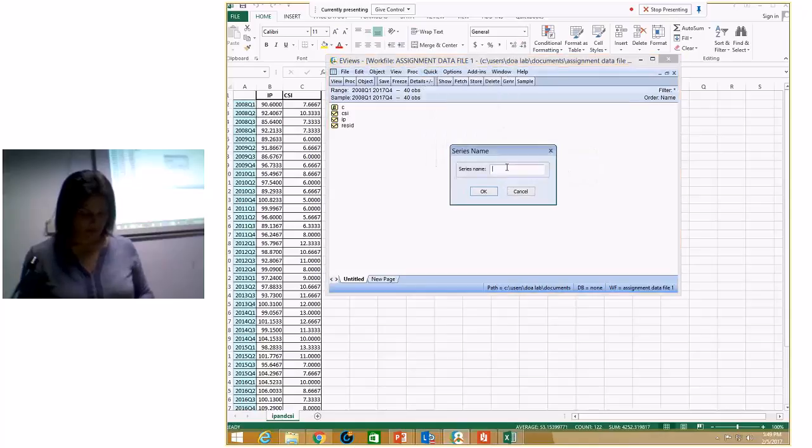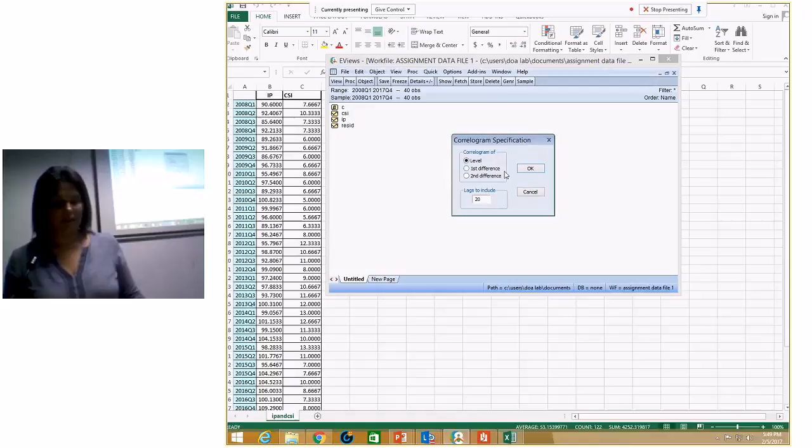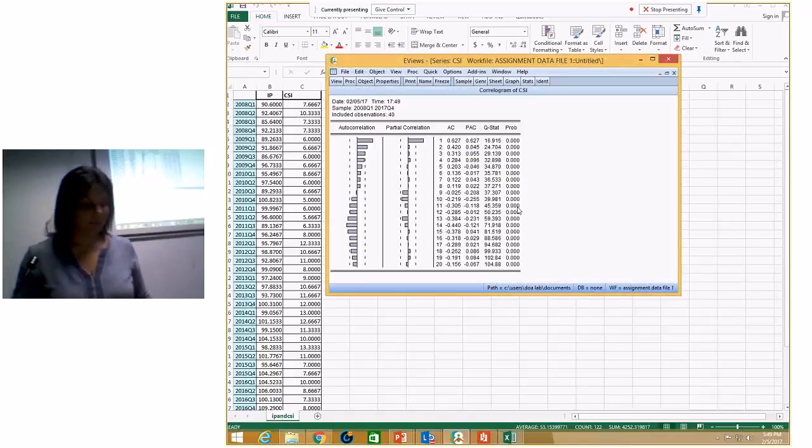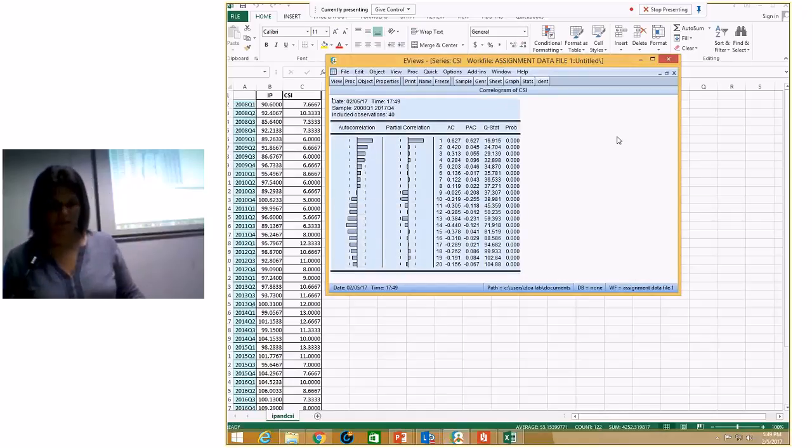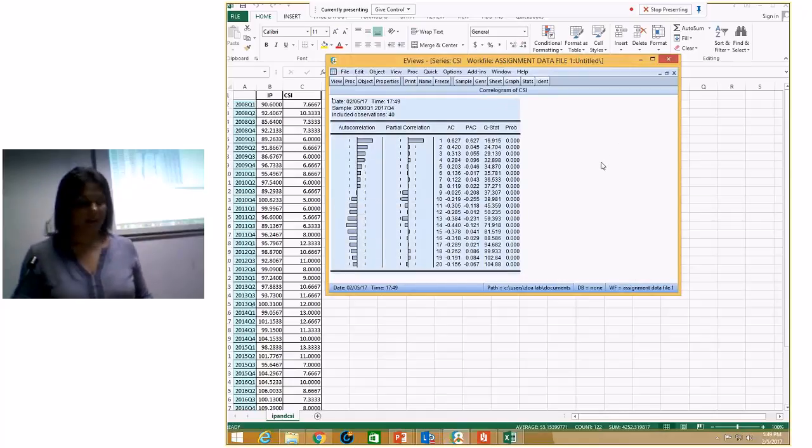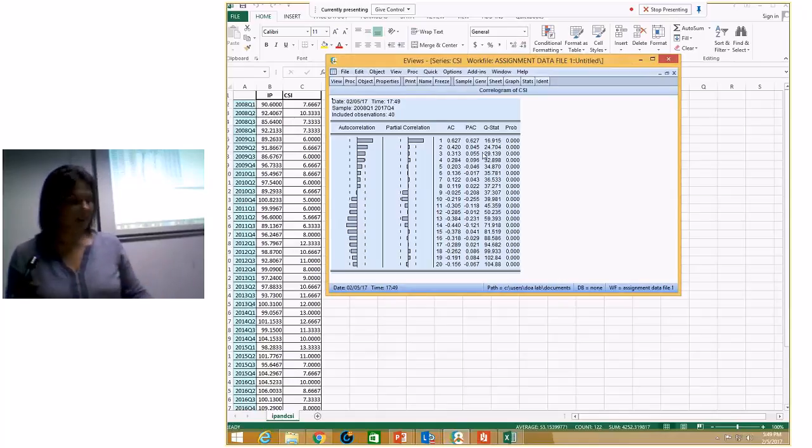Parallelogram CSI levels. This is a parallelogram for the levels. How do you interpret the parallelogram table? Right, interpret the parallelogram table with the unit root test.